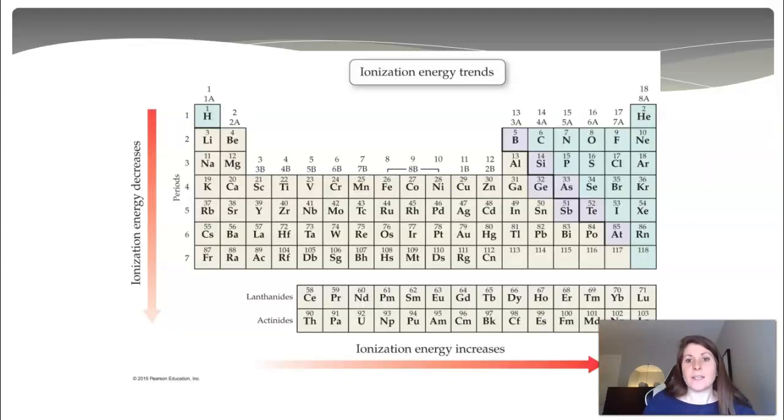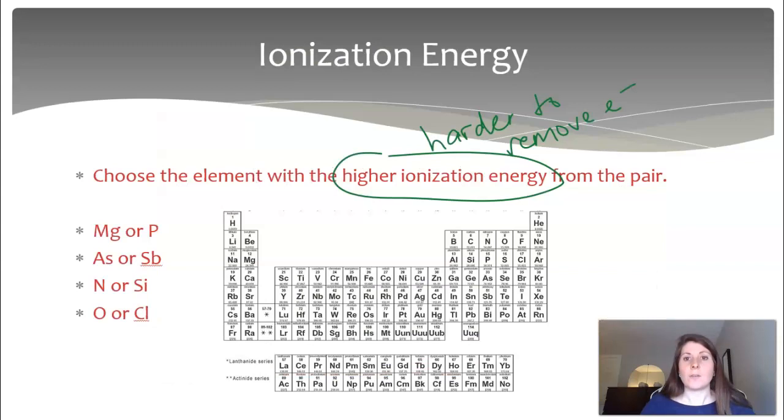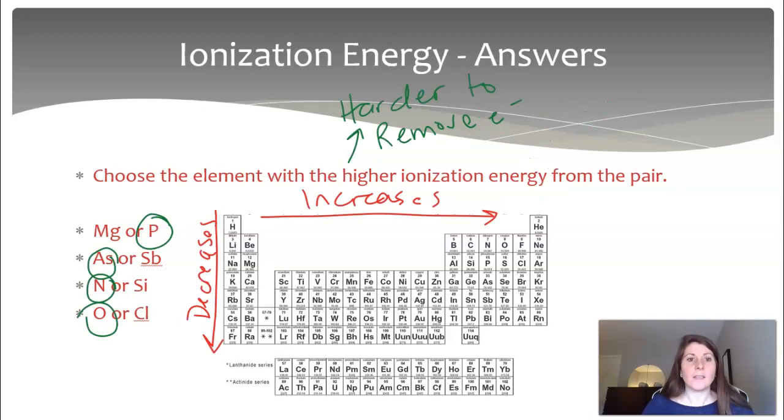Ionization energy increases across the period and decreases down the periodic table. So why don't you go ahead and pause the video and practice. We'll choose the element that has the higher ionization energy, meaning that it's harder to remove the electron. So here are your answers. Ionization energy increases across the period and then decreases down the periodic table.